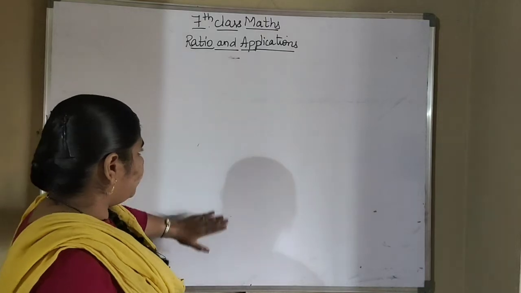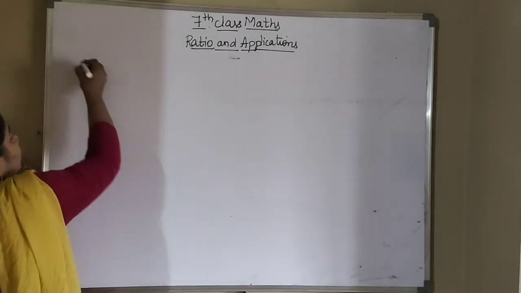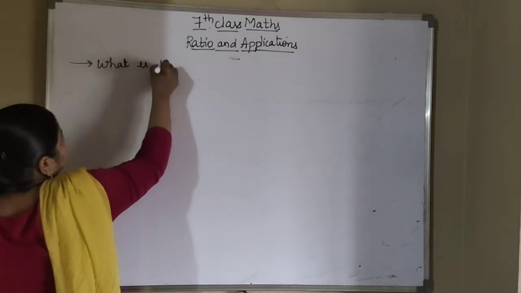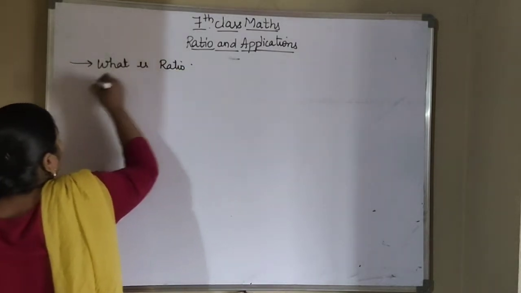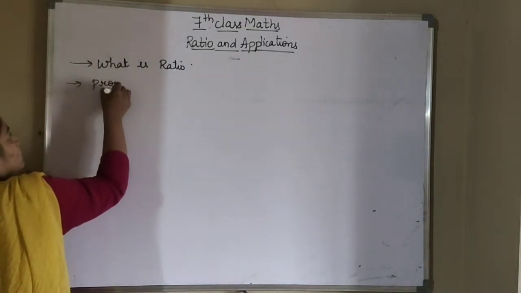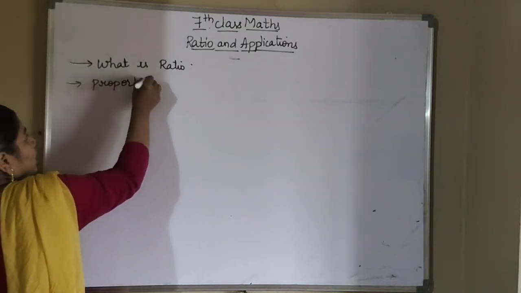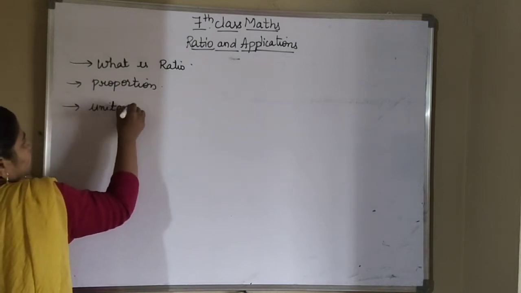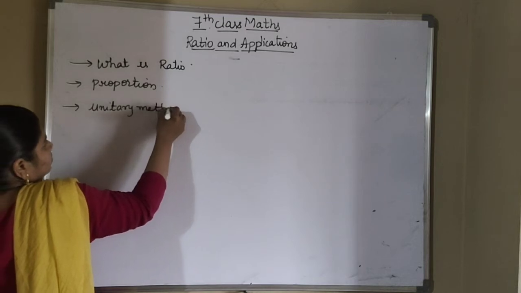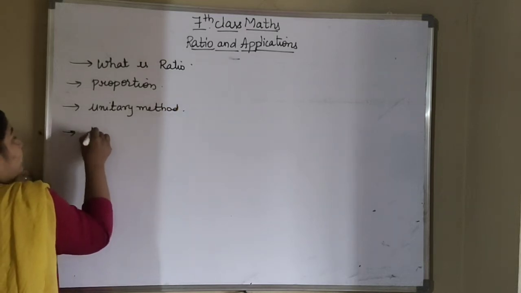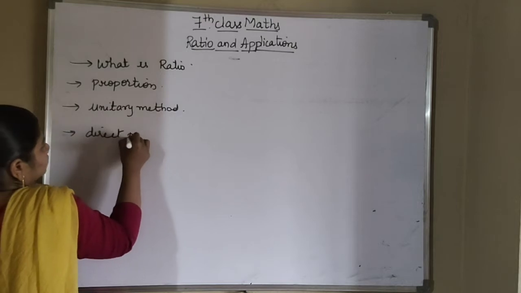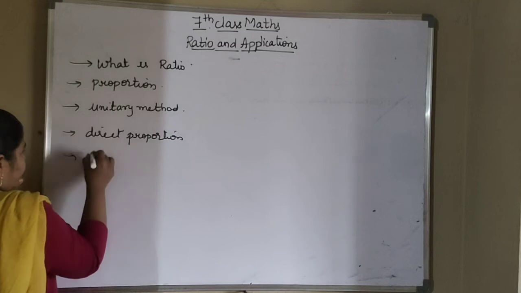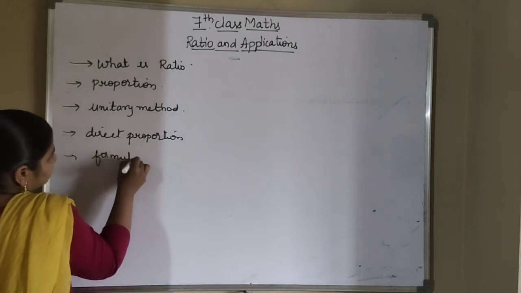So in this, which topics will we learn? We will learn about ratio. What is ratio? We will learn. What is proportion? We will learn. Next we will learn about the unitary method. Next is direct proportion. And along with this we will learn some important formulas.